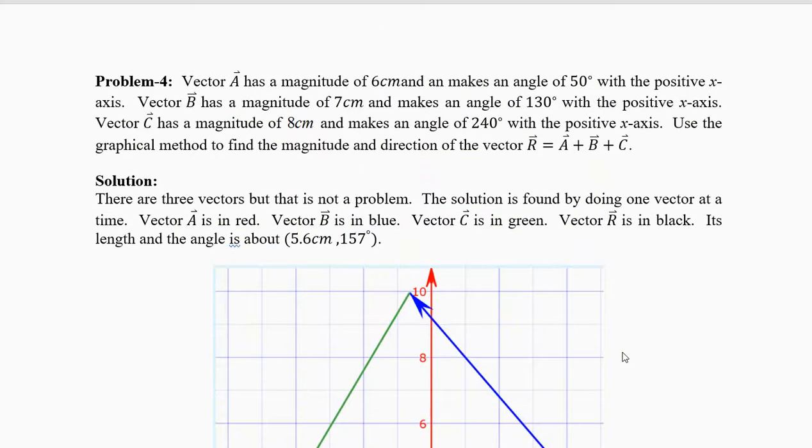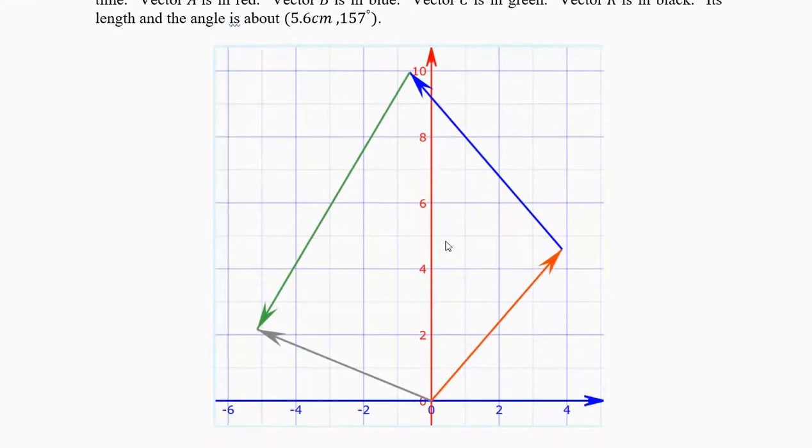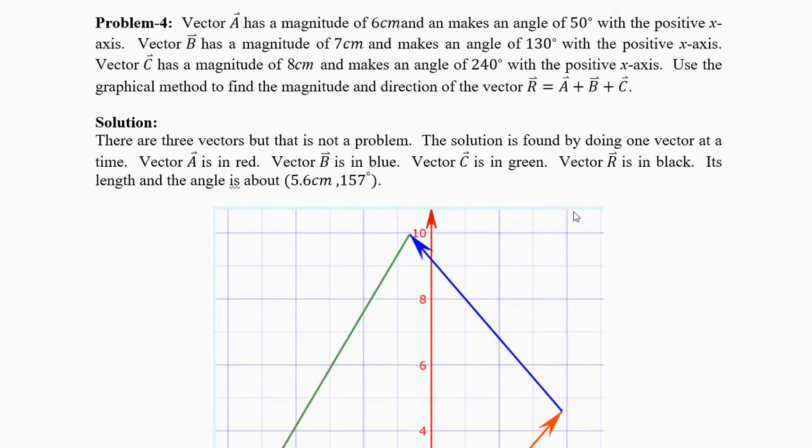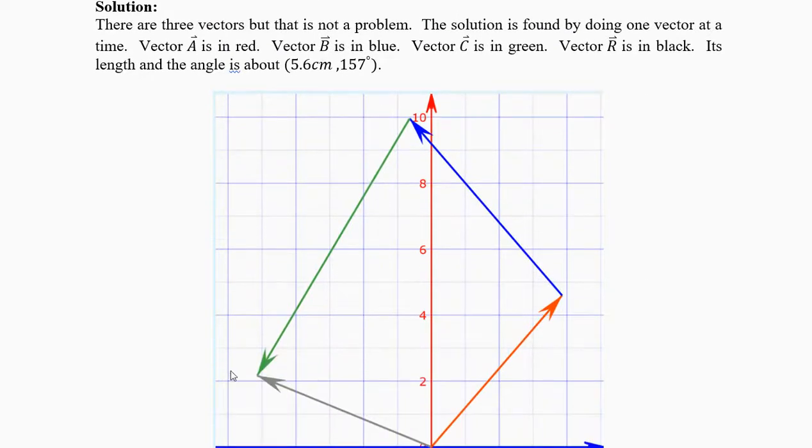It will be outside the protractor. 7 centimeters and 130. Now make an angle of 130 here and 7 centimeters. You can see this is 7 centimeters, bigger than the red. Then the third vector is 8 centimeters and 240. You can see the 8 centimeters, the 240 will come from here. You draw a small line here and then measure the angle.